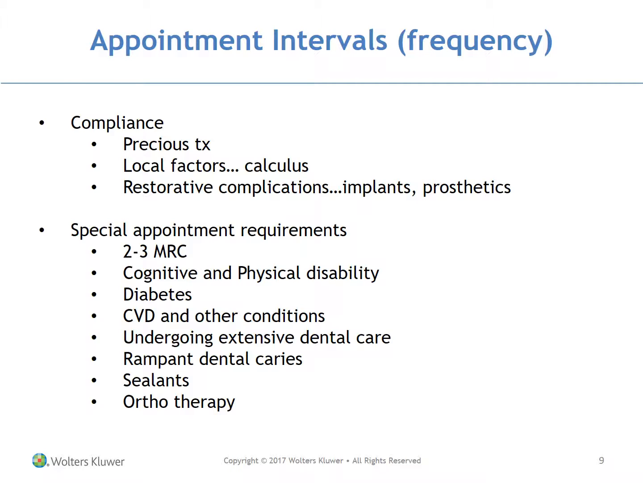Patient undergoing extensive dental care: when extensive restorative, prosthetic, or other treatment is in progress, frequent tissue maintenance during long-term therapy is really important. If your patient has rampant dental caries, this is our extreme dental caries patient, then we need to look at possibly increasing their recall. Also, we need to look at placing sealants and any remineralization protocol.